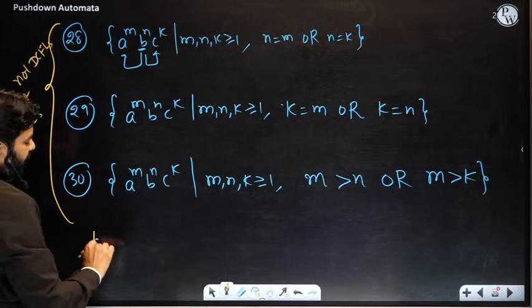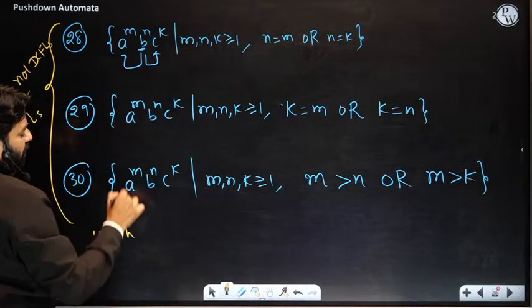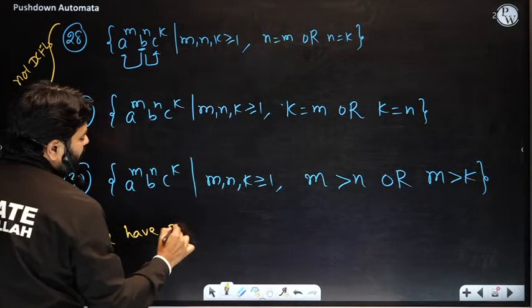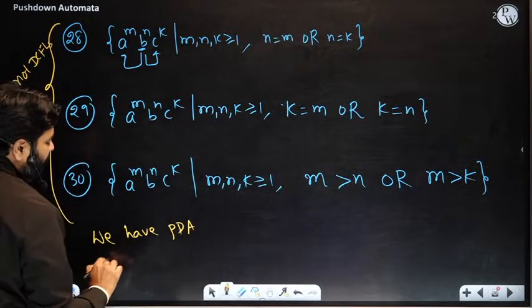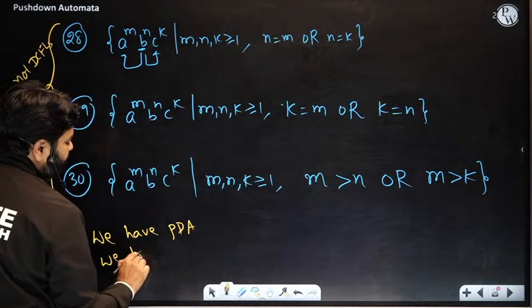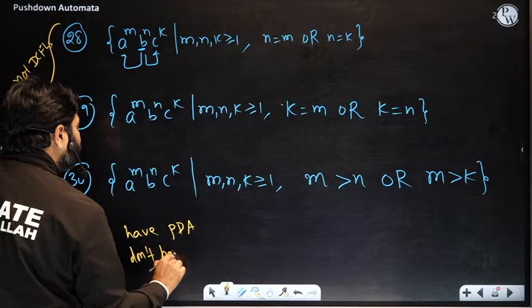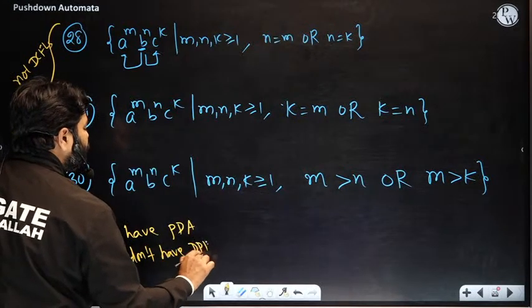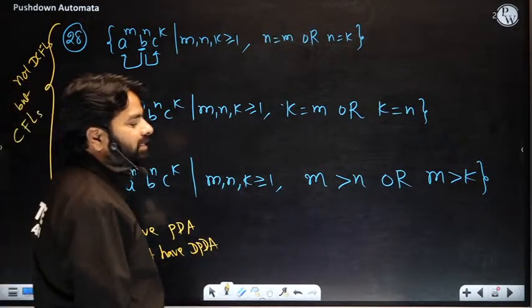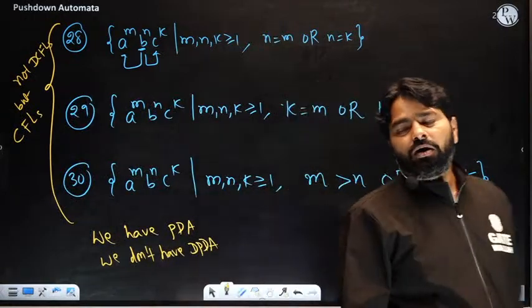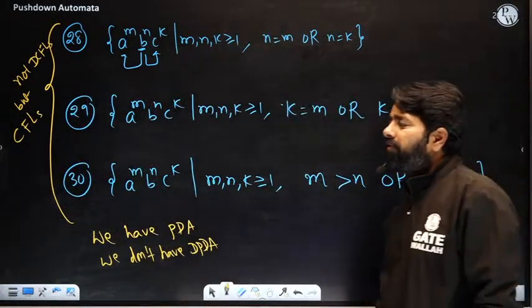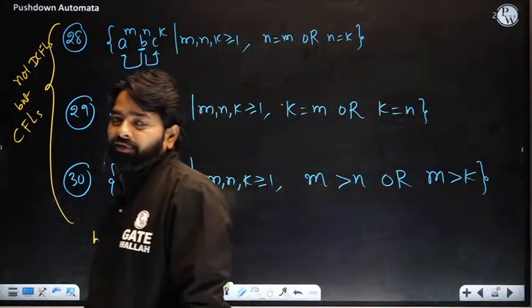So we have a PDA, we have a PDA, but we don't have a DPDA for these 3. Take these 3 also as homework and understand why these languages are called CFLs and why not DCFLs.